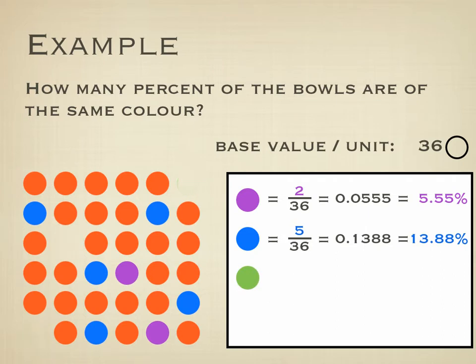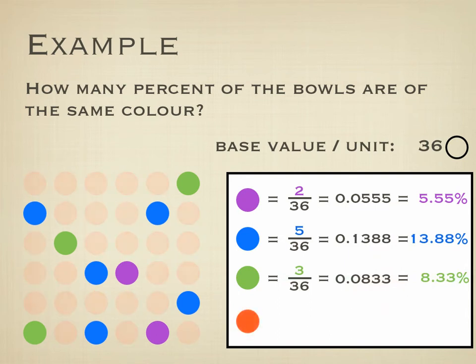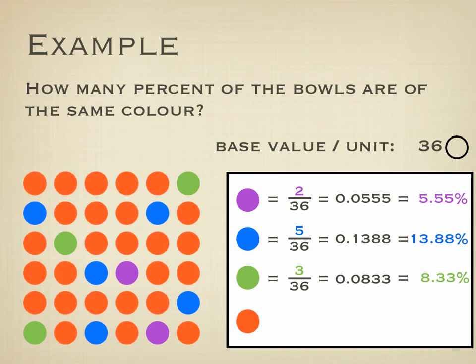Now for the green bowls, we've got 3 of those. As a fraction, 3/36, the decimal 0.0833, and the percentage 8.33. Finally, the red bowls. There are 26 in all, that is 26/36, 0.7222, and the percentage 72.22.